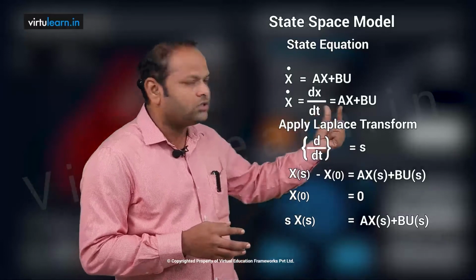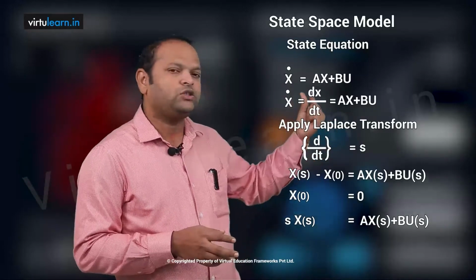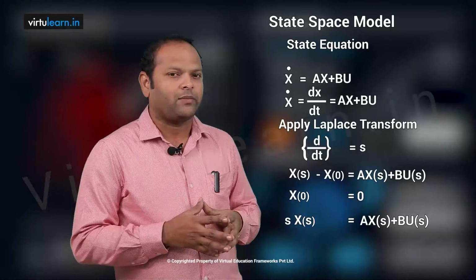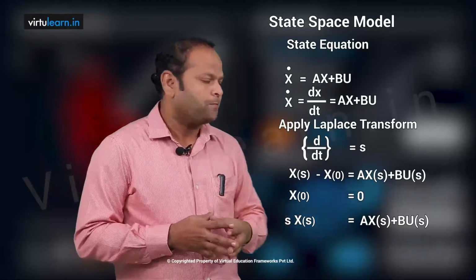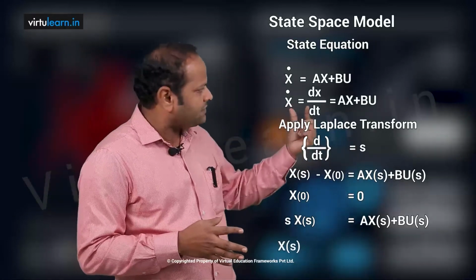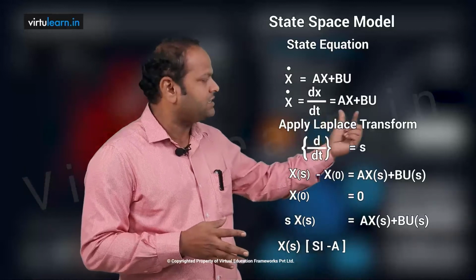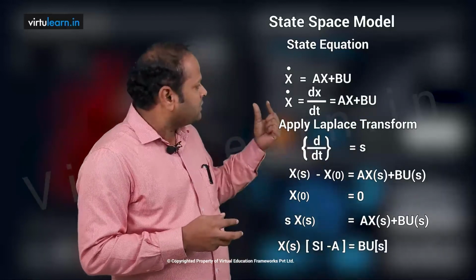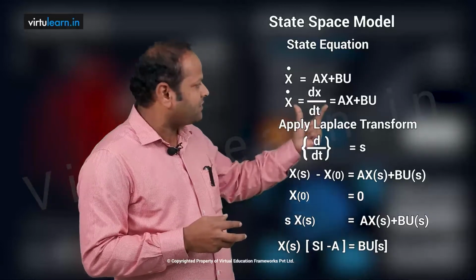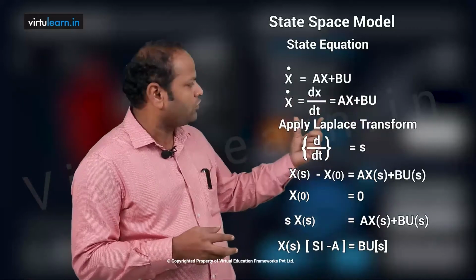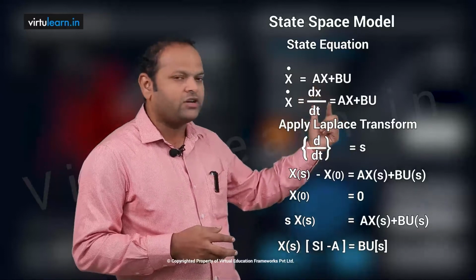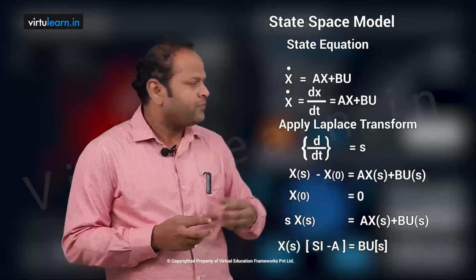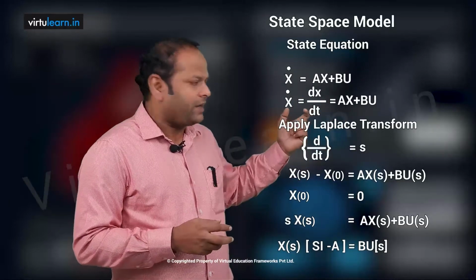Therefore I cannot do this subtraction, so we write sI, where I is the identity matrix having the order of A. So X(s)(sI - A) = BU(s) on the other side. So what is this X(s)? If I take this to the other side, then X(s) is going to be (sI - A) whole inverse B U(s). Now this is X(s).